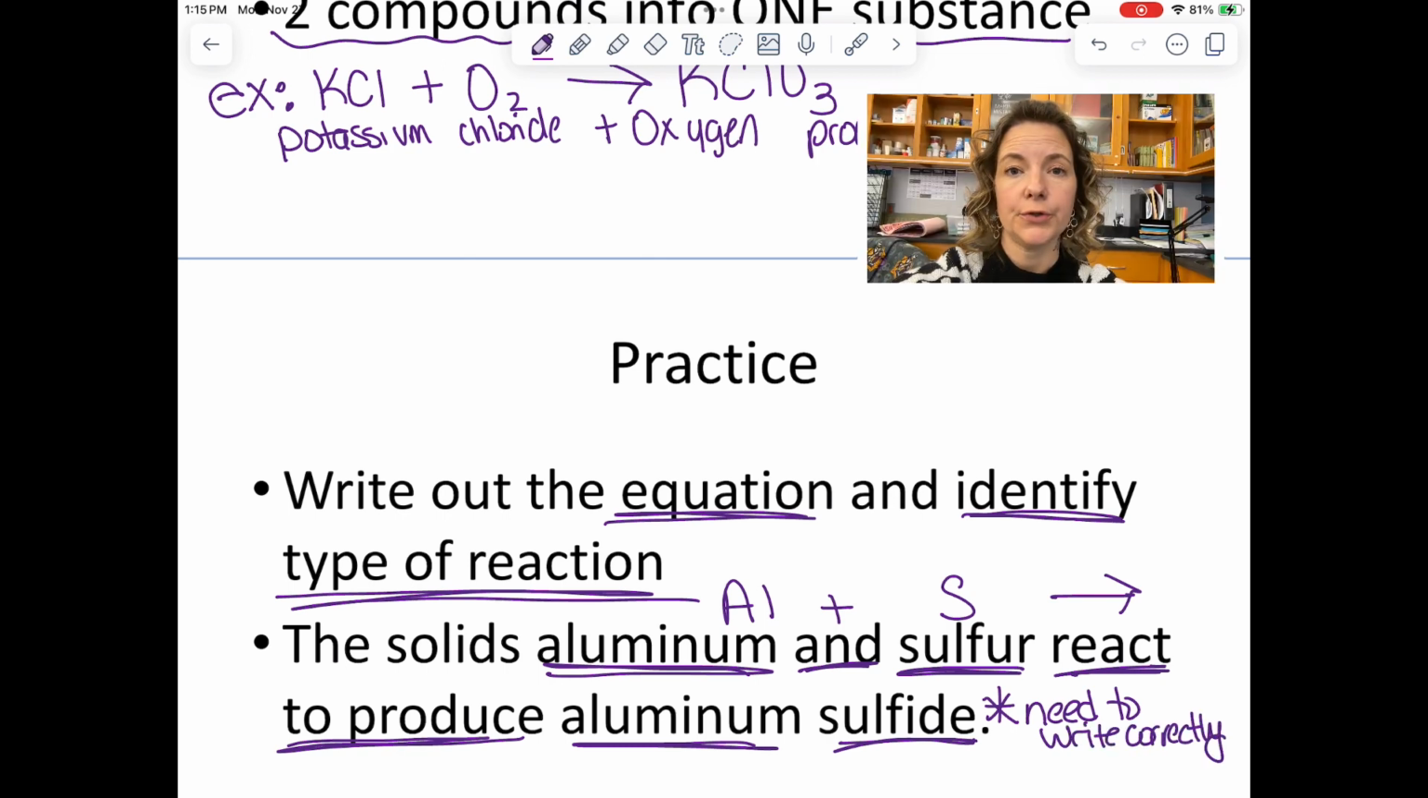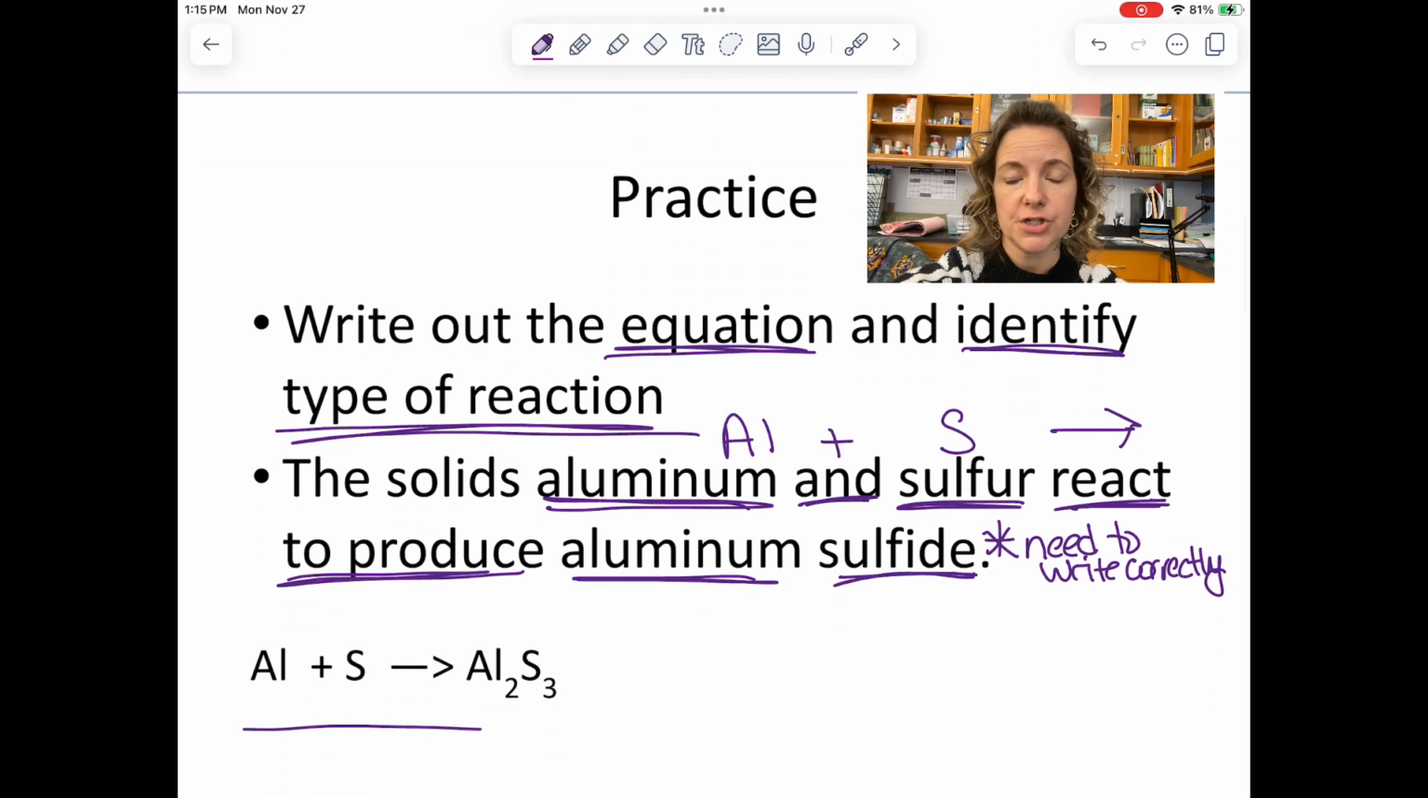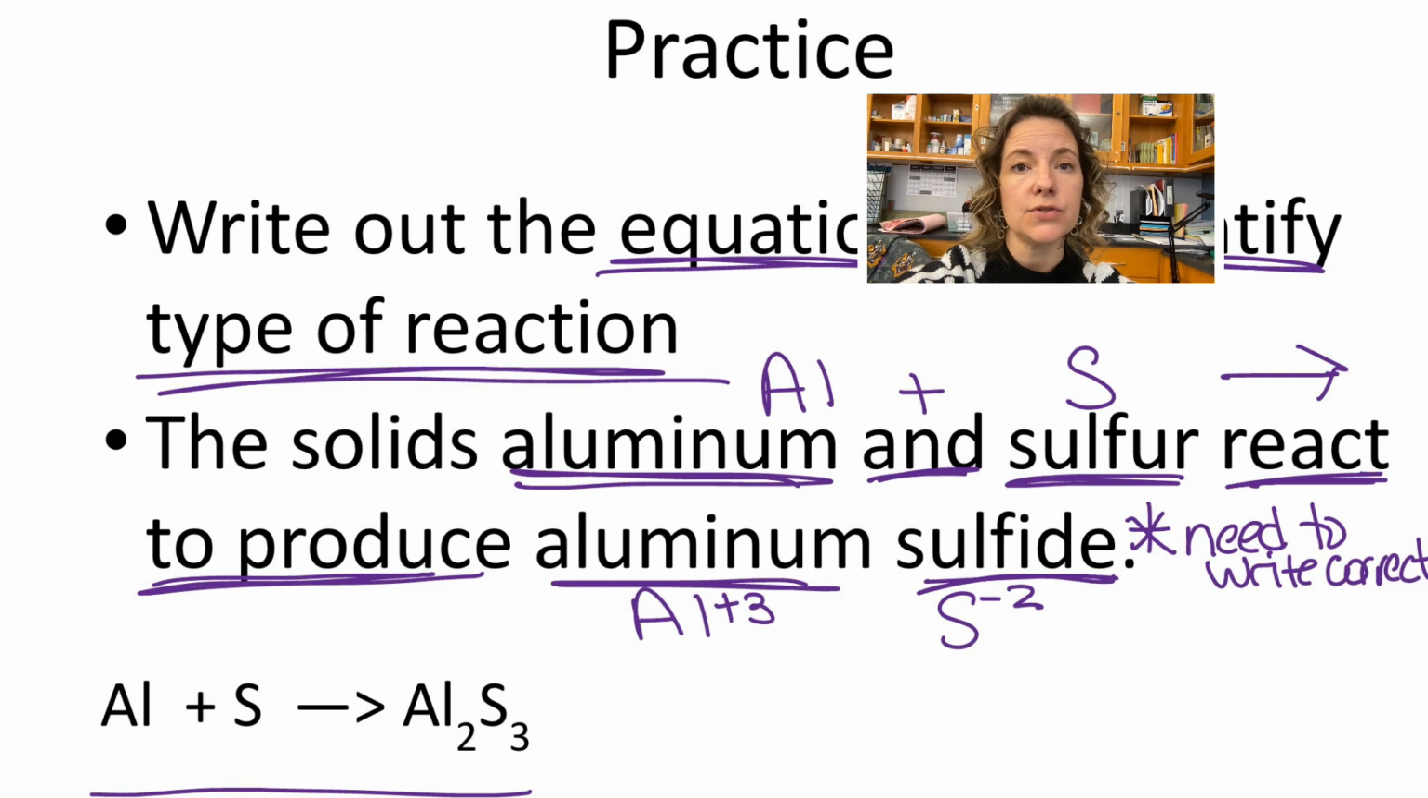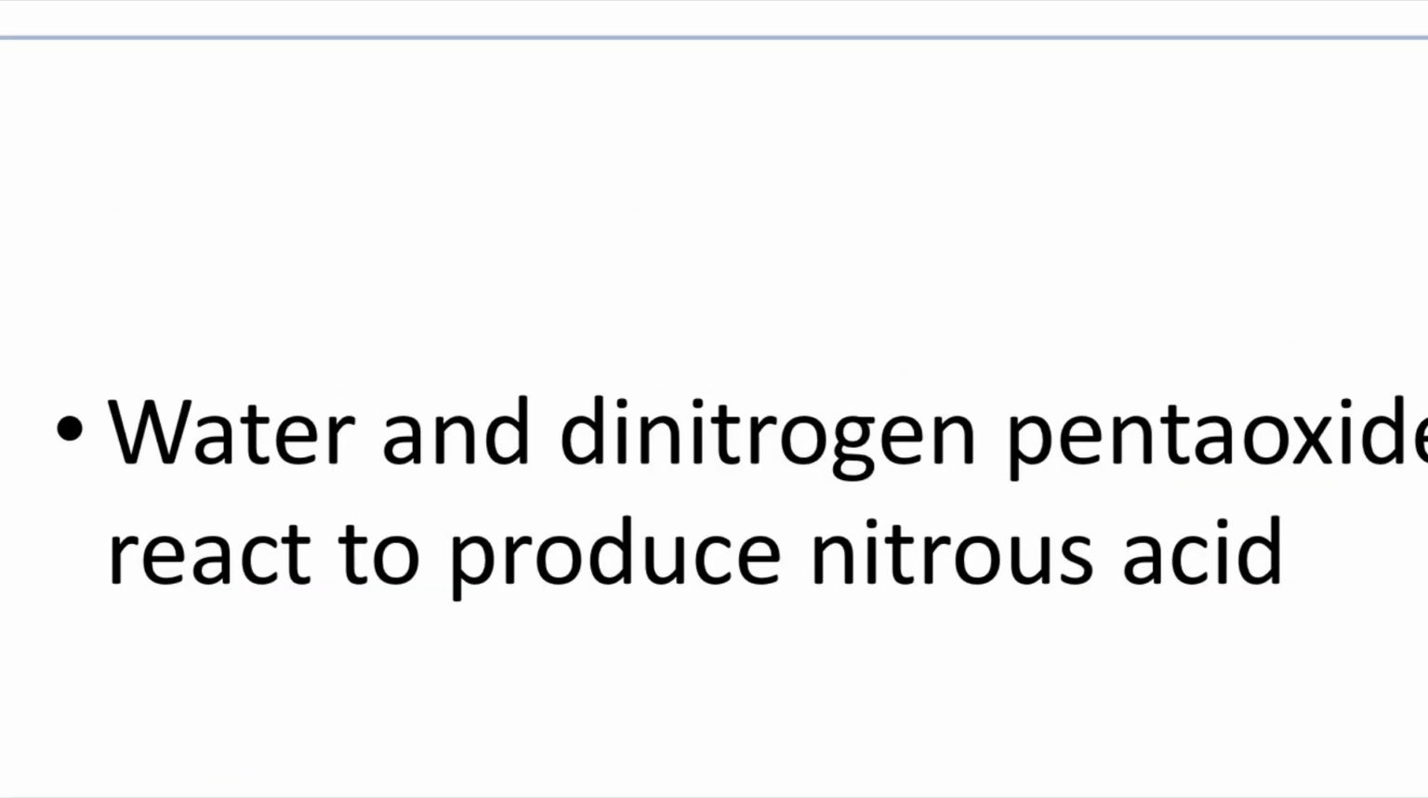So remember that aluminum gets a +3 charge and sulfur gets a -2 charge. So we have to write those where we balance the charges to 0. So you have to write Al2S3 as the correct formula for that compound. So here you have another example.